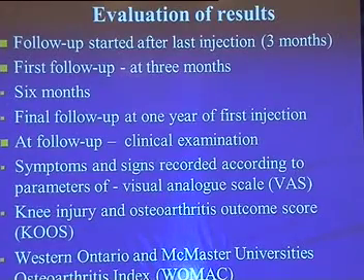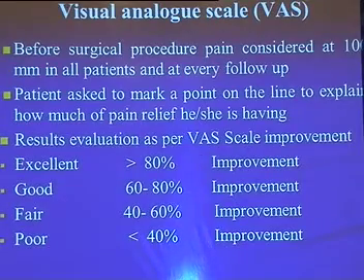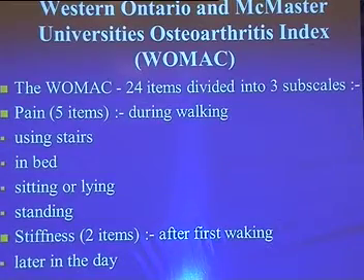Evaluation of the results. Follow-up started after the last injection, at 3 months. First follow-up at 3 months, then 6 months and final at 1 year. At follow-up, we do the clinical examination, symptoms and signs according to the VAS score, KOOS score and the WOMAC score. This is the Visual Analog Score, and this is the Western Ontario and McMaster Universities Osteoarthritis Index.